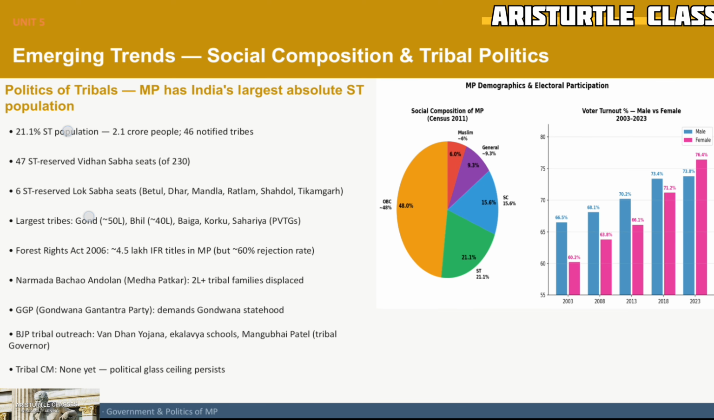This slide shows the tribal politics in MP. The major concern about MP is that MP has India's largest absolute ST population, but till now we haven't seen any tribal chief minister. This is a very big concern here. Gondwana Ganatantra Party demands Gondwana statehood on a tribal basis. We should not only give reservation to the ST community. We must educate them and increase awareness amongst them to empower them, and they must be included in decision making and policy formulation. Otherwise, the right policies for them would never be culminated.